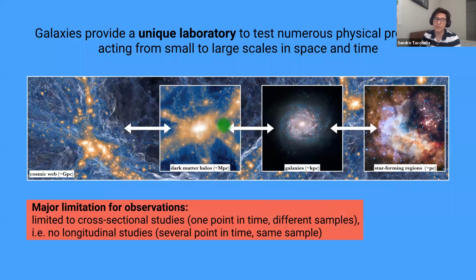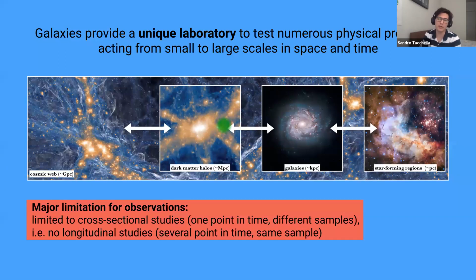Now, I would like to just highlight a major limitation of observations. As observers, when we look at galaxies, we are really limited to cross-sectional studies. This means we can observe each galaxy only once during its lifetime. And so when we look at galaxies today and we look at galaxies in the past, these are not the same galaxies. One has to be very careful in order to infer something of how an individual galaxy evolves, because we usually look at different samples.